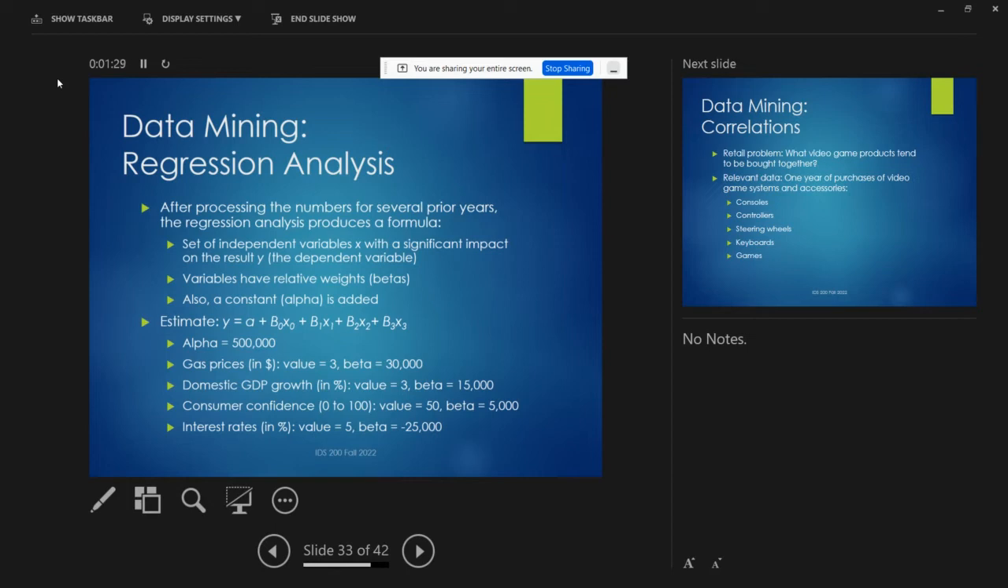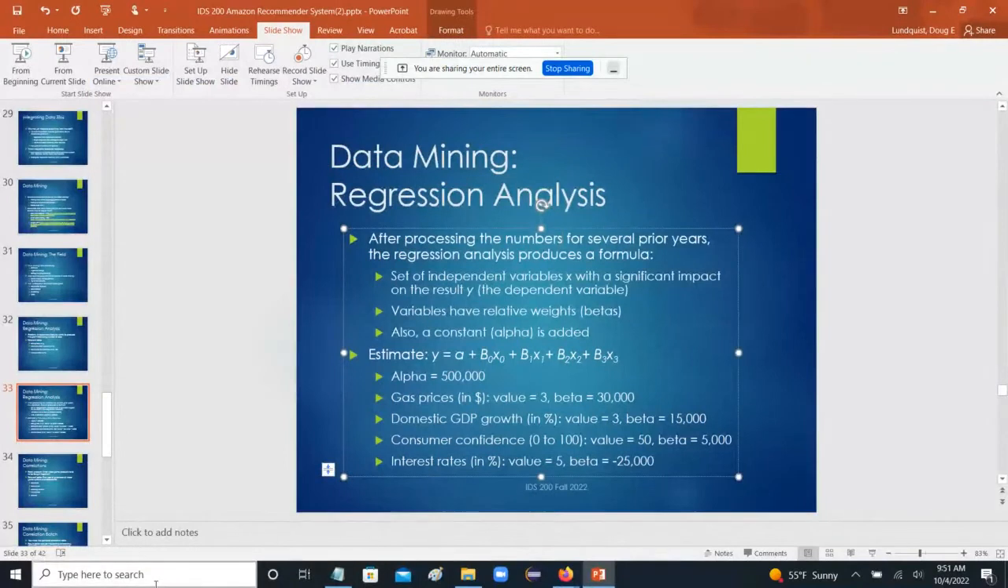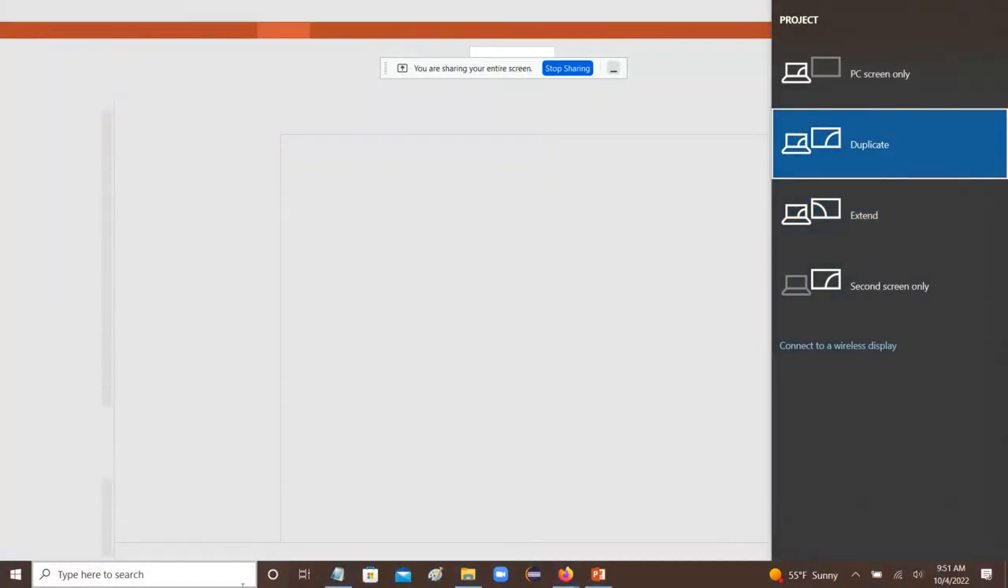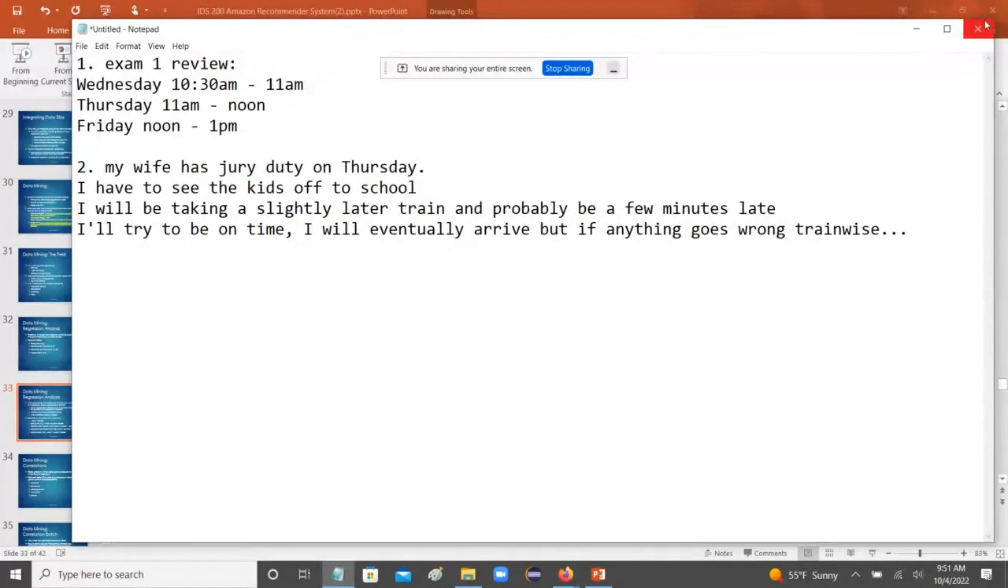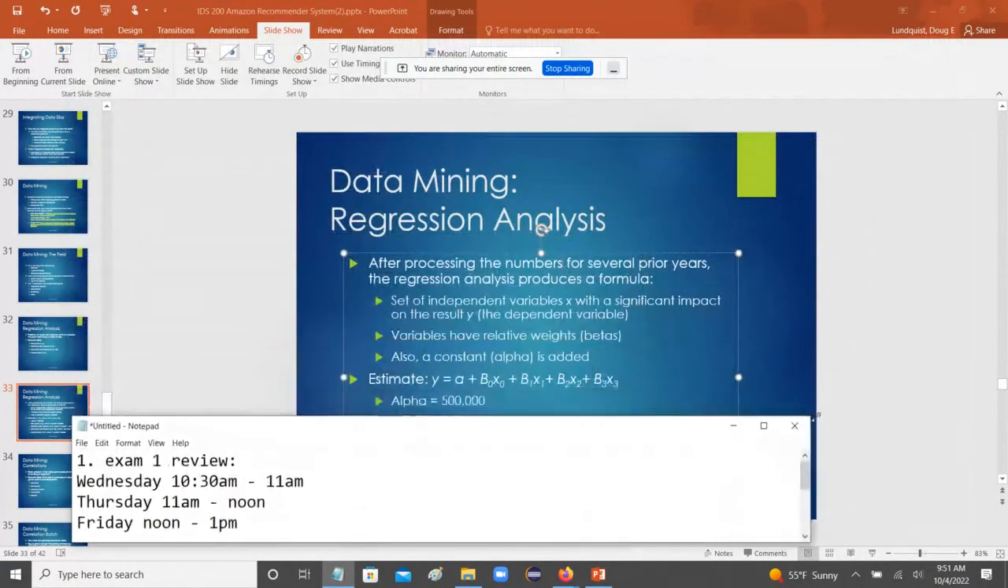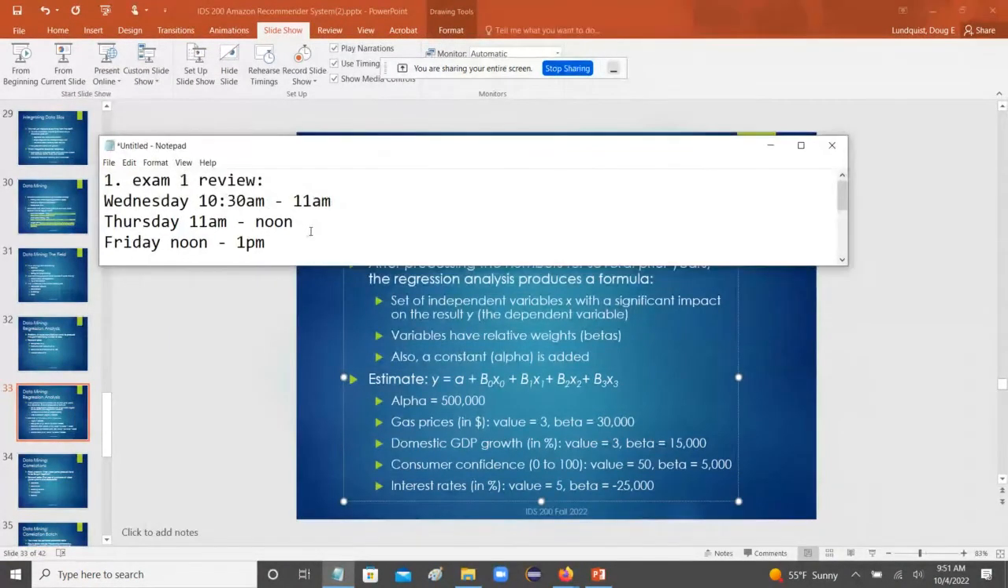And at this point, it becomes a plug and chug with our question, with our predictions for what the future is going to be. So for example, if we think gas prices for that window in the future are going to be $3 a gallon, and we know that our beta is 30,000 because that was given to us by our number crunching, then we would have, I'm just going to put this in. Let's do this in Notepad. And then we'll make it a little more real.